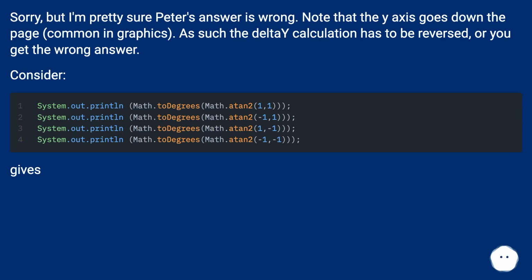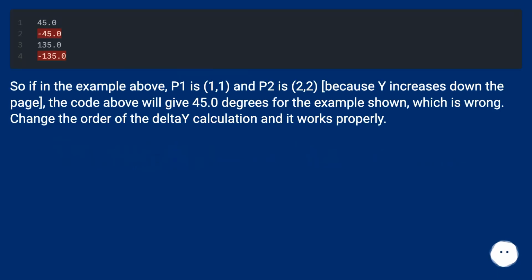Gives. So if in the example above, P1 is 1, 1, and P2 is 2, 2, because y increases down the page, the code above will give 45.0 degrees for the example shown, which is wrong. Change the order of the delta Y calculation and it works properly.